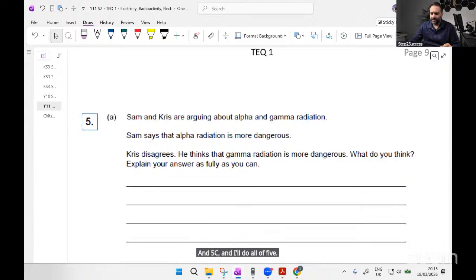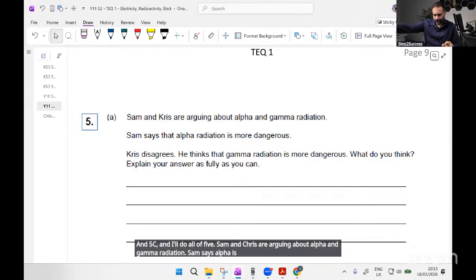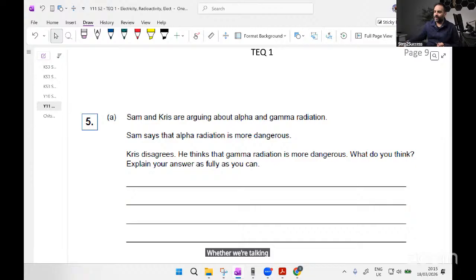Sam and Chris are arguing about alpha and gamma radiation. Sam says alpha is more dangerous. Chris disagrees. He thinks that gamma is more dangerous. What do you think? Explain your answers as fully as you can. The answer to this question is essentially always to do with whether we're talking about inside or outside the body.